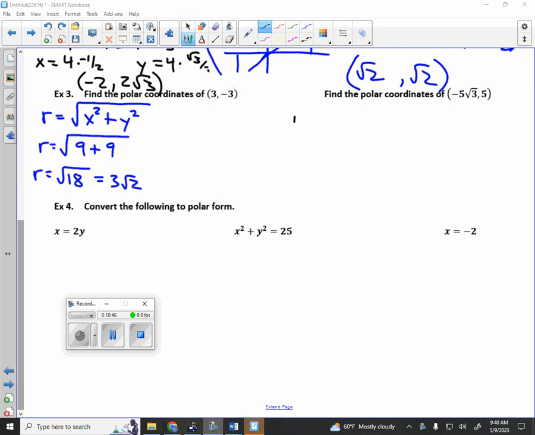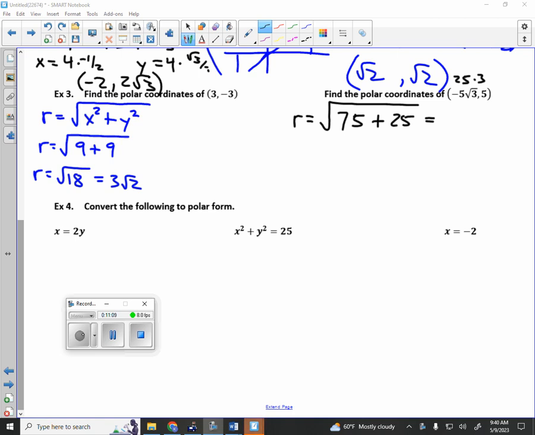All right, I'm going to go over it. r is equal to the square root of... Some people have a tough time squaring this. If you square -5, you get 25. If you square the root of 3, you get 3. And 25 times 3 is 75. So -5 roots of 3 squared is 75. And if you square 5, you get 25. Okay, got to be able to figure that out.